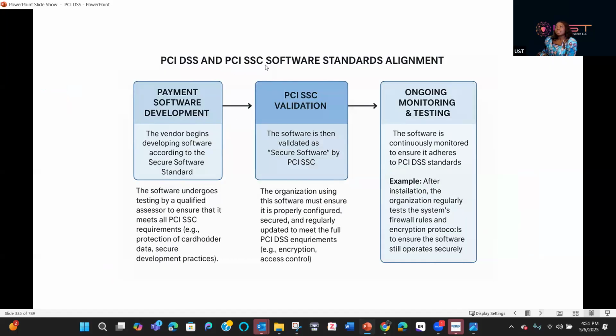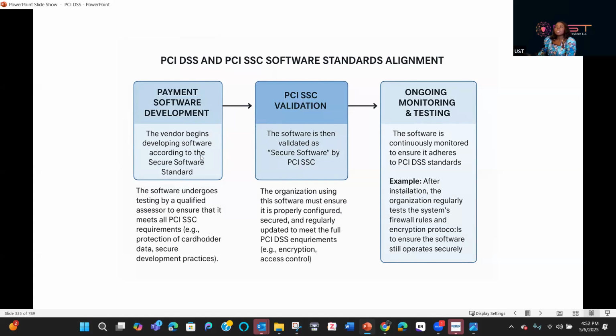PCI DSS and PCI SSC software standard alignment. This literally covers everything that we've spoken about. The vendor begins developing software according to the secure software standards, that's the SSC. The software undergoes testing by a qualified assessor to ensure that it meets all PCI SSC requirements. So even in the process of developing that software, you have to go through a validation process. Do you see? For example, protection of cardholder data, secure development best practices, and then PCI SSC validation.